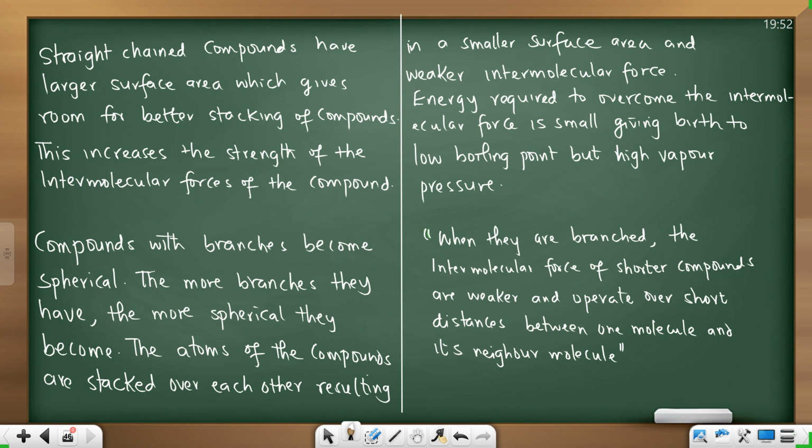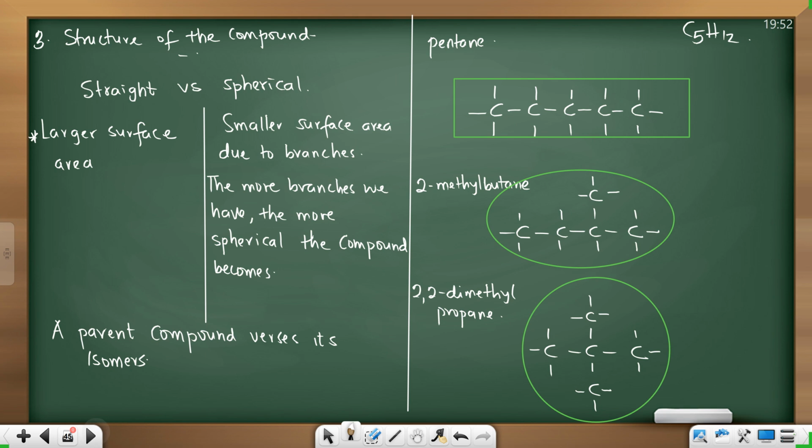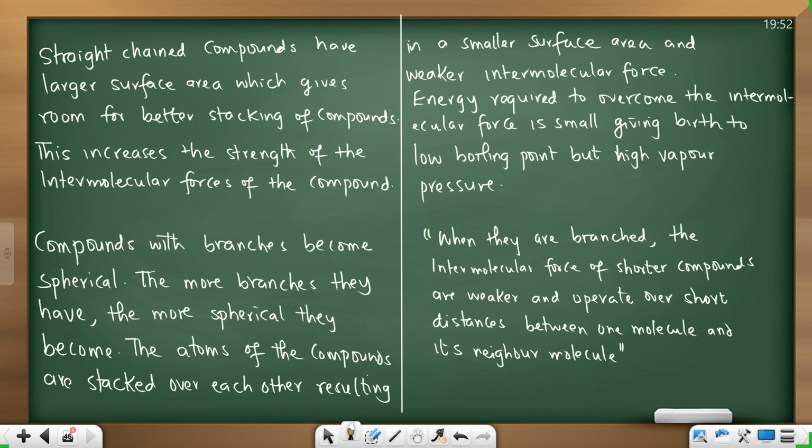Number 4 now. Are we good? Ready to go? Number 4. What did I say number 4 is? Position of the functional group.